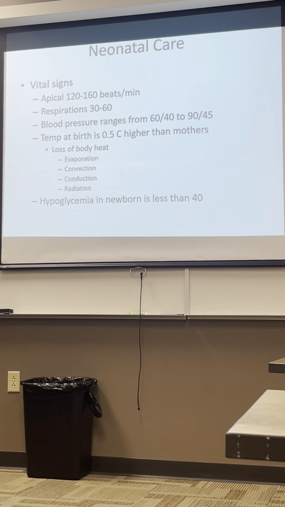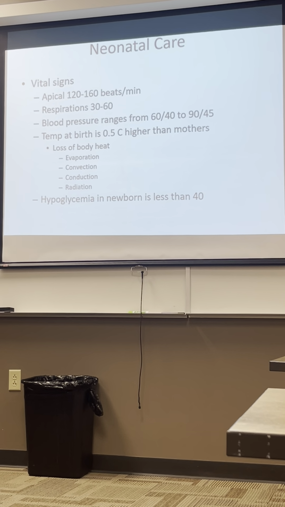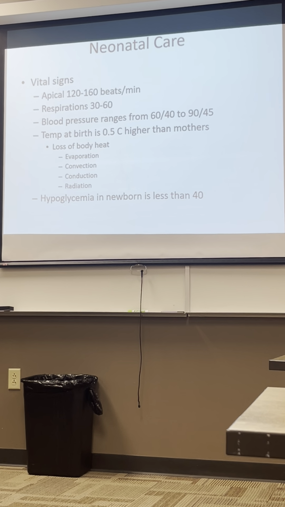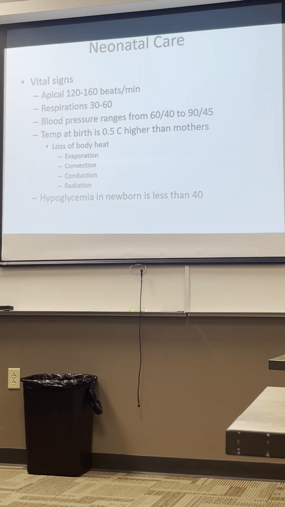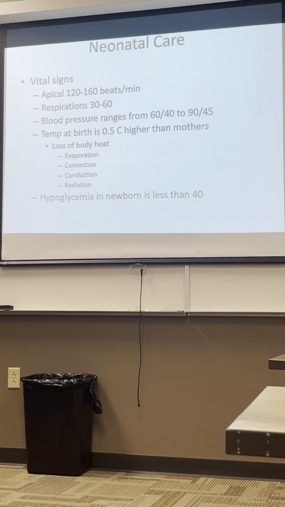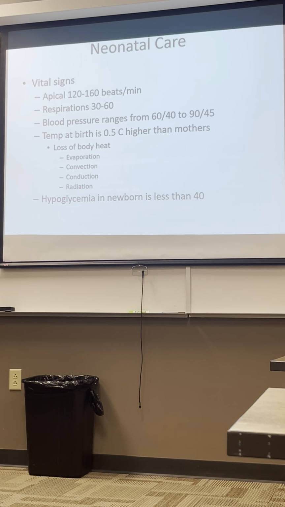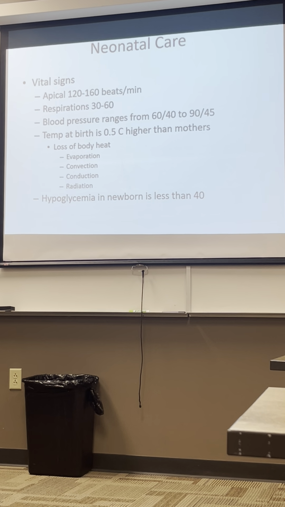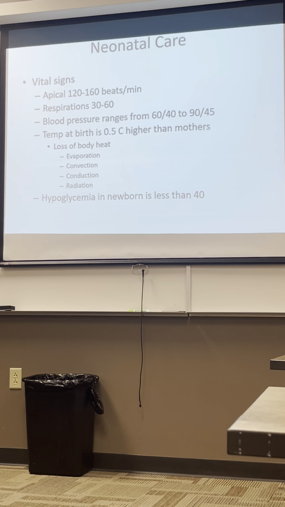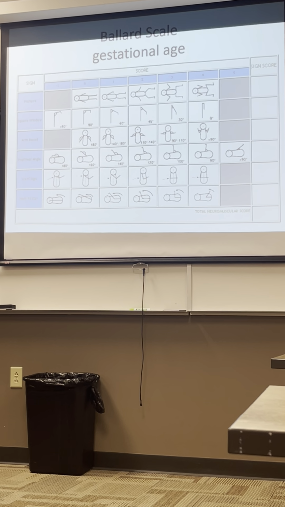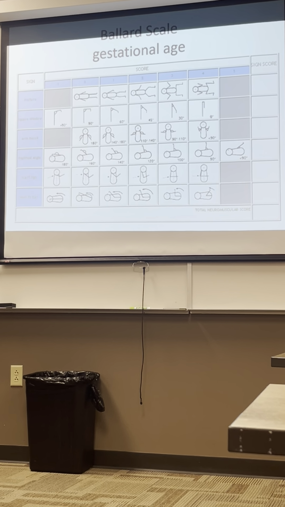For neonatal care, apical should be 120 to 160, respirations 30 to 60, blood pressure 60 to 90 over 40 to 45. Loss of body heat: evaporation, convection, conduction, radiation. Hypoglycemia in the newborn is 40 or less. And then our Ballard scale, which shows gestational age.